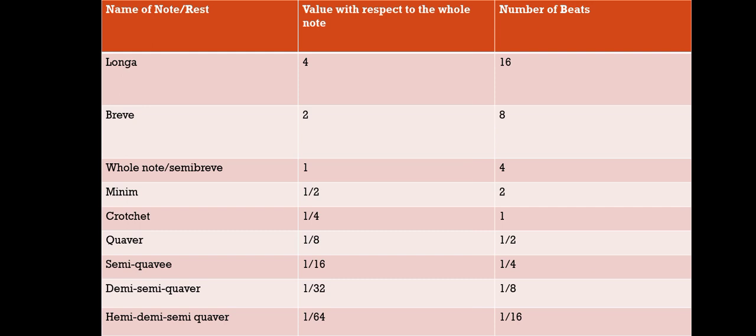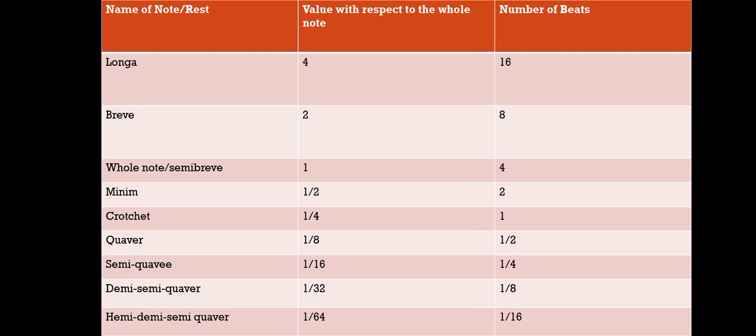Here we have a chart which has notes, names of notes, and rests. The first column is the name of note and rest. So the note and the rest have the same name. The only difference is the note is sounded and the rest is not sounded. The longest note is called a longa. Some people call it long, without the a at the end. So they call it a long note.